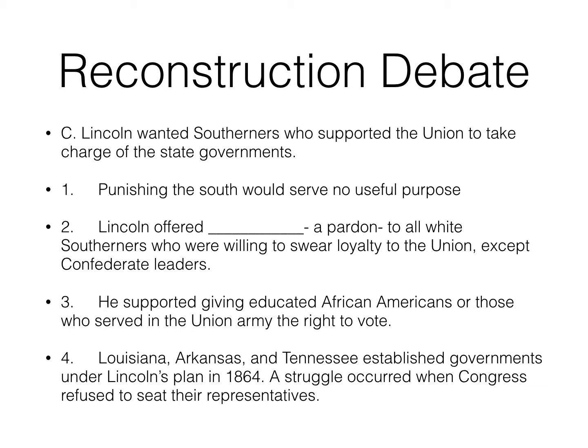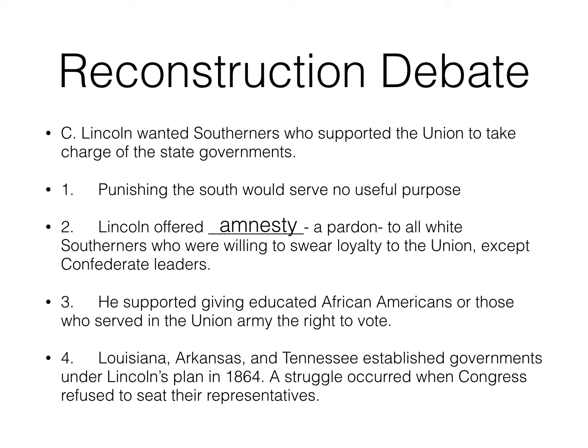President Lincoln offered something called amnesty to all white Southerners who were willing to swear loyalty to the Union, except for those high-ranking Confederate leaders. So amnesty is the same thing as a pardon. To be pardoned means to be forgiven. So under Lincoln's plan, he wanted to pardon everyone except those Robert E. Lee and Jefferson Davis types. No punishment at all.